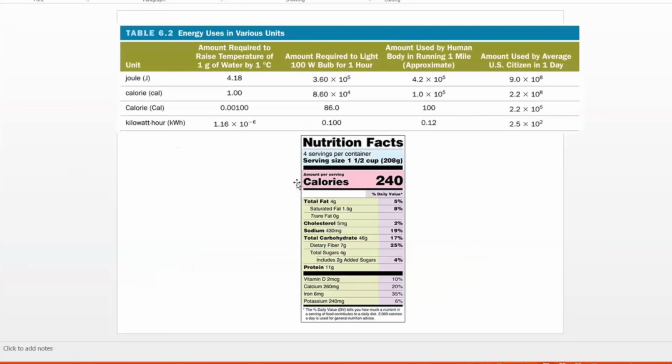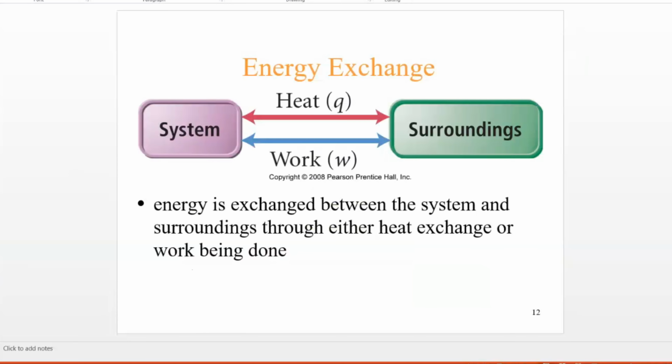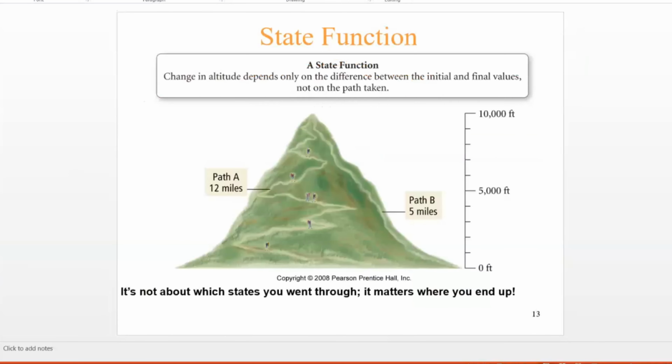So we mentioned we have this energy exchange between work and heat of the system and the surroundings. So we have a constant exchange of heat and work. First we want to understand what a state function is. A state function represents a change in state. The change in state is the only thing that matters with a specific function we're talking about. For example, energy is a state function.